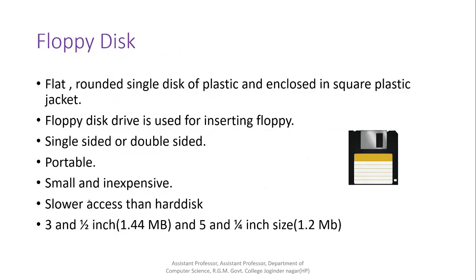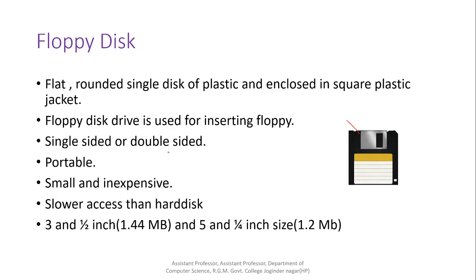Next we have the floppy disk, which was used in the past. A floppy disk is a flat, rounded, single disk of plastic enclosed in a square plastic jacket, and this is the floppy disk. Floppy disk drives are used for inserting a floppy into them. Floppy disks are either single sided or double sided. They are portable in nature, that is, they can be taken from one place to another.